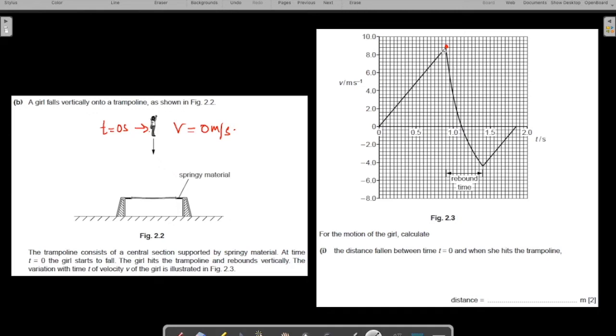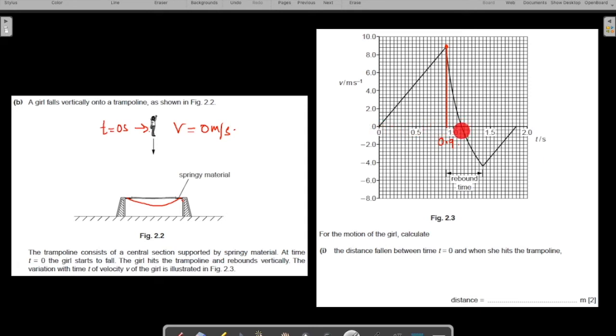So what is the value of time when she hits the trampoline? It looks like, you can read the graph, this is 0.9 seconds. At 0.9 seconds she hits the trampoline. The trampoline then compresses. Looks like the trampoline goes down. There is a deceleration happening, and the speed goes down to 0. Quickly she hits the trampoline and the speed goes down and she reaches 0 speed.